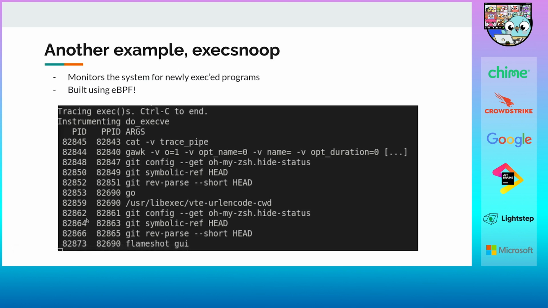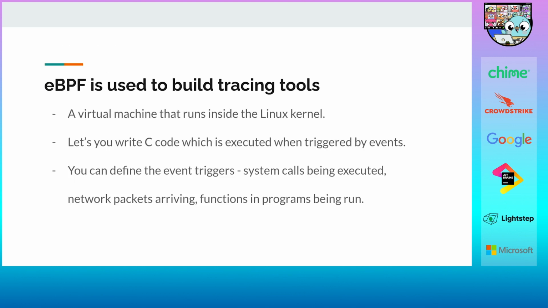The reason that I'm showing you these two examples of tracing tools is to demonstrate, just scratching the surface here, the kind of questions that you may want to answer by using system tracing tools. strace or exec_snoop could be useful for figuring out security information, or for debugging, or finding performance issues. But as the title of this talk implies, we're going to be talking about eBPF. And plainly stated, eBPF is used to build tracing tools.